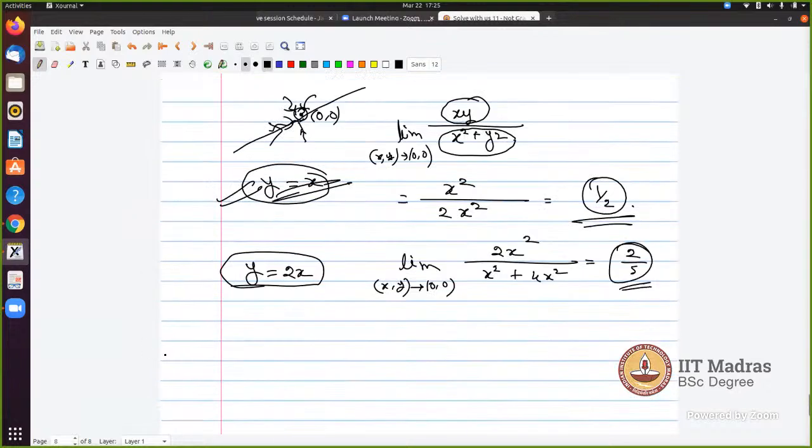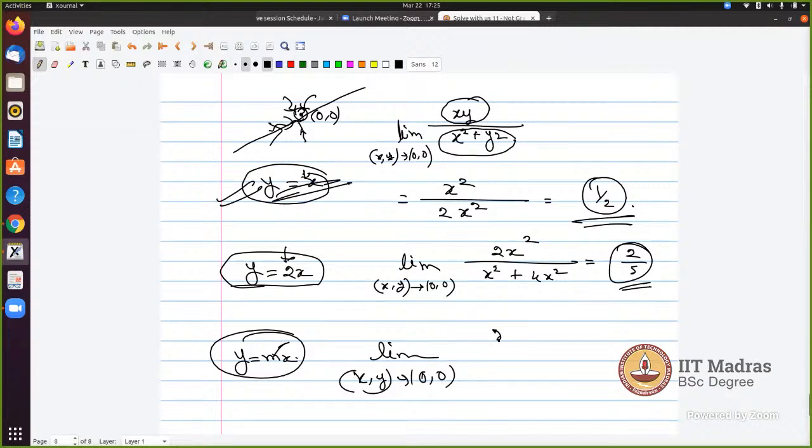Now, what do we do when I take y equal to mx directly? Basically, we can vary m. Like here m is 1, here m is 2. Here we are taking infinitely many straight lines and doing it in a direct way. So, at (0, 0), we get m x square by x square plus m square x square, that means m by 1 plus m square. So if you change the value of m, you will get different values for the limit, like we got for 1 and 2, right? That is the approach we are taking.